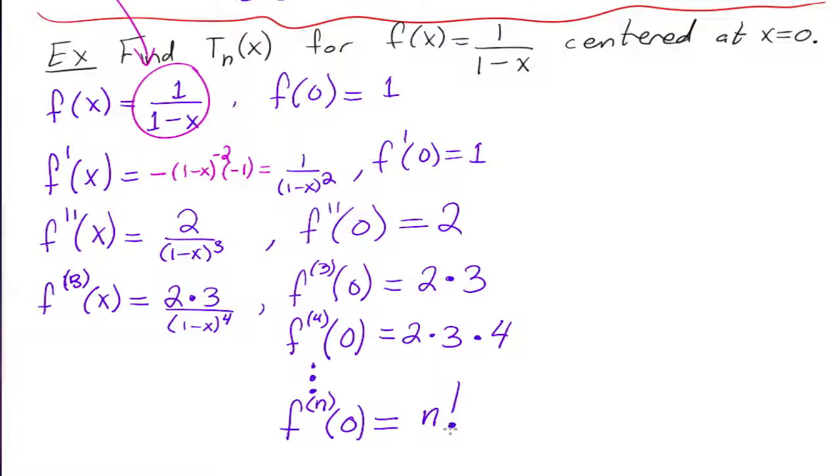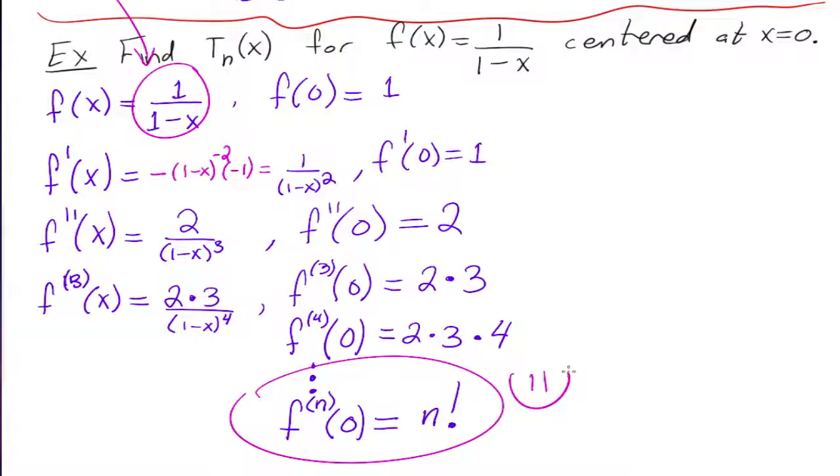Does that make sense? So when it's the fourth derivative, it's 4 factorial. When it's the third derivative, it's 3 factorial. When it's the fifth derivative, it'll be 5 factorial, and so on and so forth. Yes? Okay. So this is happy time.